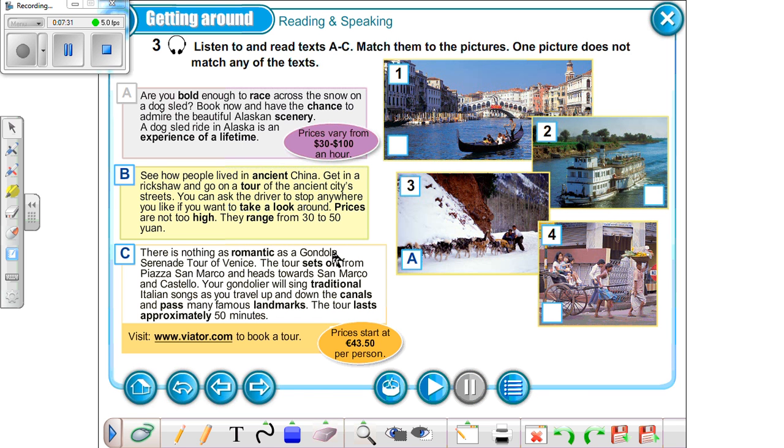Okay, let's go to letter B. See how people lived in ancient China. Ancient means very old. Get in a rickshaw. This is a rickshaw. It's open from all areas. And go on a tour of the ancient city's streets. A tour is a journey where you visit different places. You can ask the driver to stop anywhere you like if you want to take a look. What is the meaning of take a look? To look around. Prices are not too high. They range from 30 to 50 yuan. Yuan is equal to the pound in Egypt. It's the currency there. So which picture? Yes, excellent. 4.